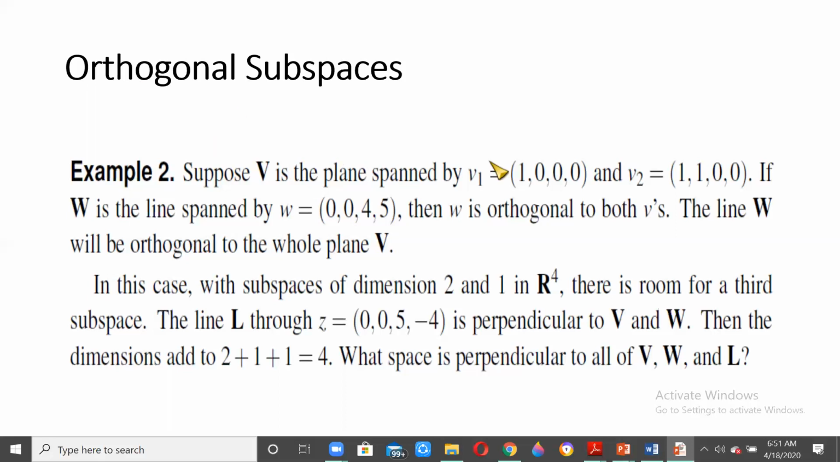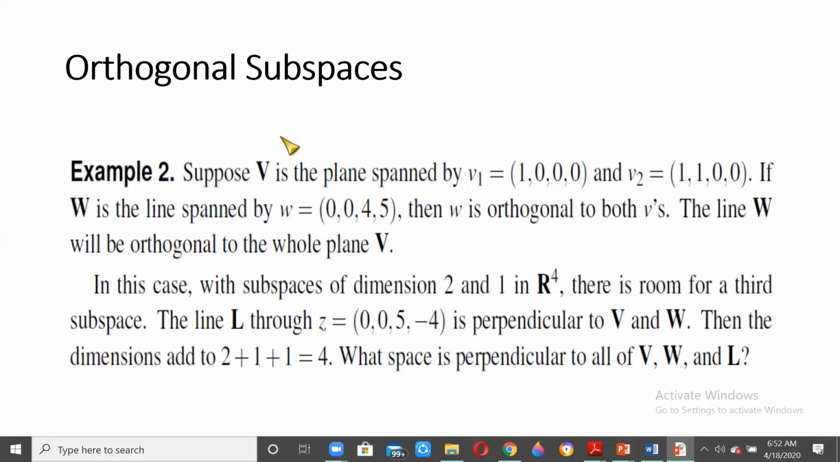Now, this V is a plane which is spanned by two different vectors, V1 and V2, and this W is a line which is spanned by the vector W. So the line W will be orthogonal to the whole of V. We see that the line W is orthogonal to the whole of V. This is a four-dimensional quantity, so on the whole, all these are part of the vector space R to the power 4.